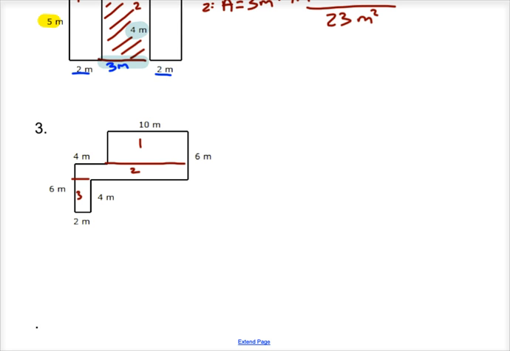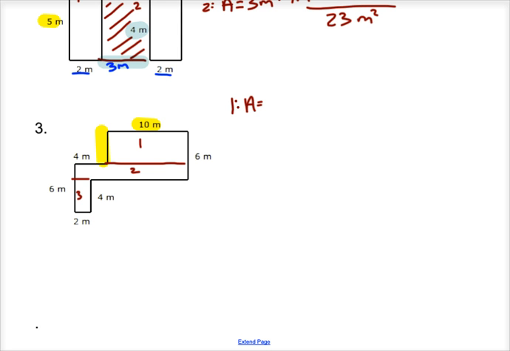So I'm going to add up those 3 shapes. You could cut it a bunch of different ways. So if I look at my piece number 1, and I want the area, which is base times height, I see that I have a base of 10, but I need to figure out how big this height is over here.